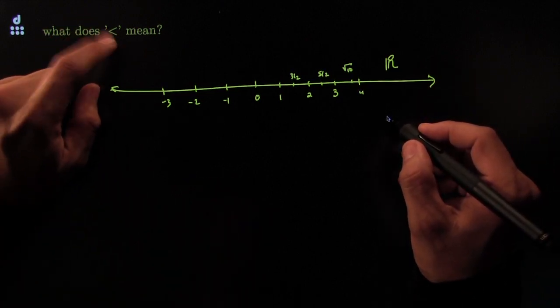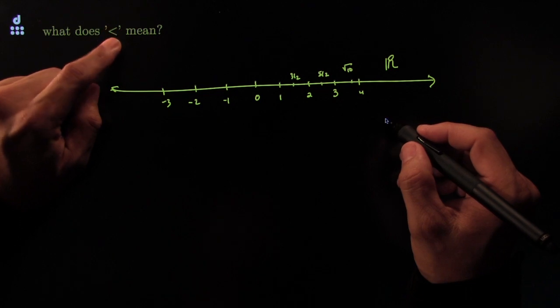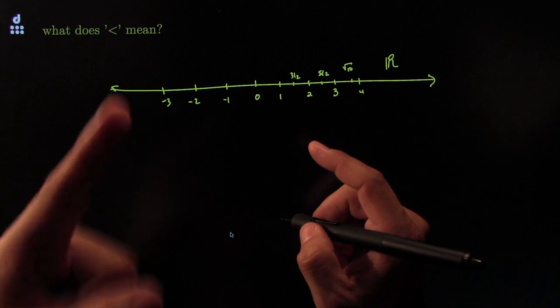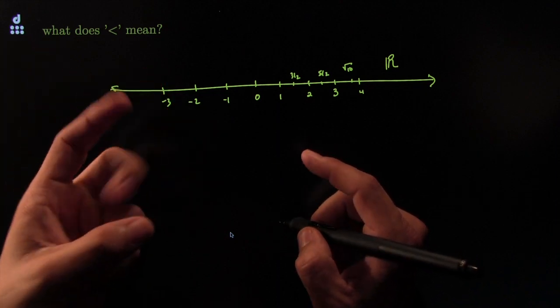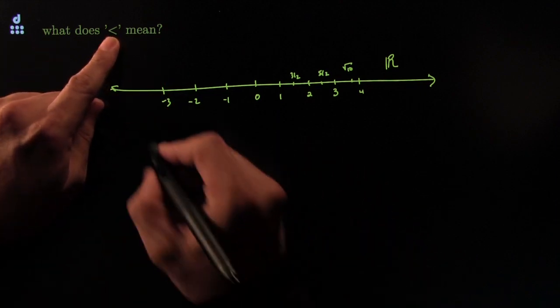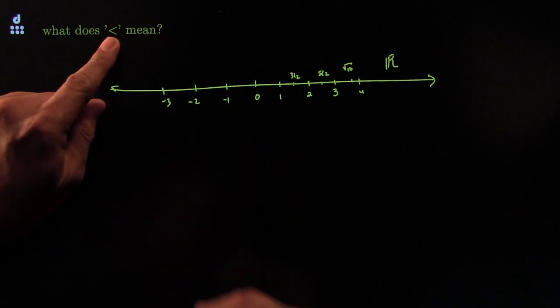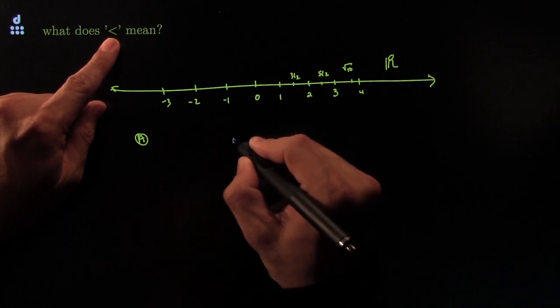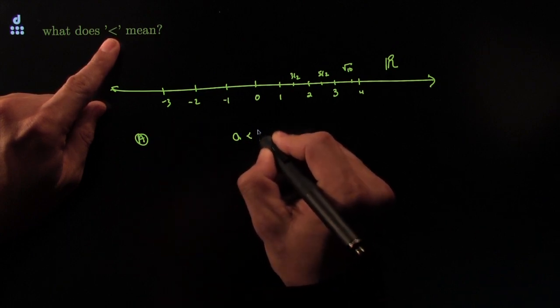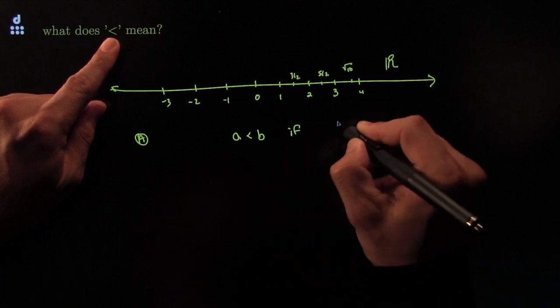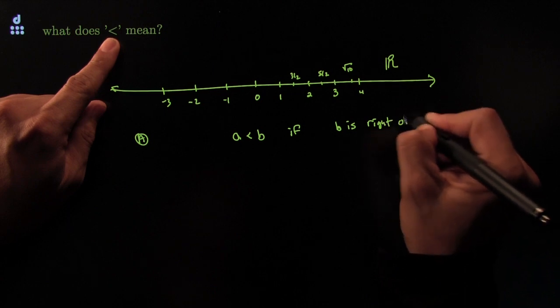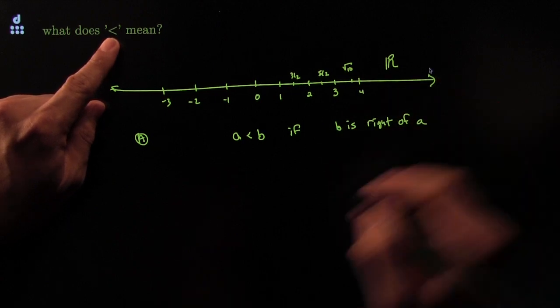Now, here's one way to understand less than. I'll give you two different ways to understand them: a cheesy way and a super powerful way to define less than. The cheesy way of defining it would be something like this. Option A: A is less than B if B is right of A on the number line.